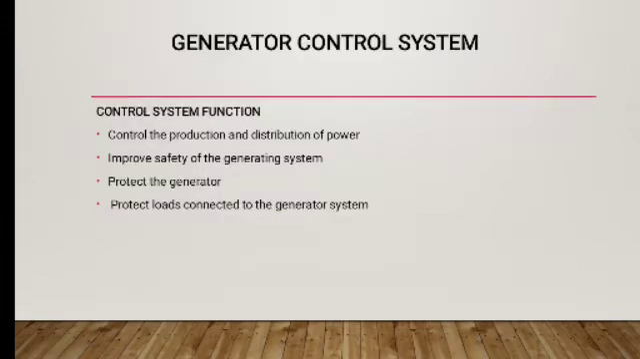In the generator control system, we consider the control system functions. The first one is to control the production and distribution of power. The second is to improve the safety of the generating system. The third is to protect the generator, and lastly, to protect loads connected to the generator system. I will show you a video about the basic understanding of the control system.